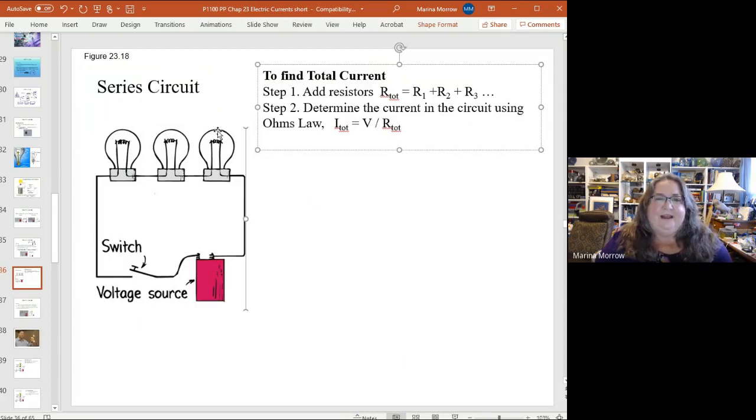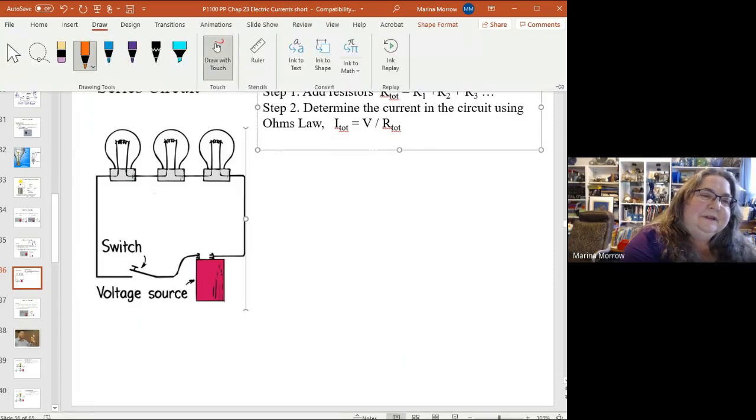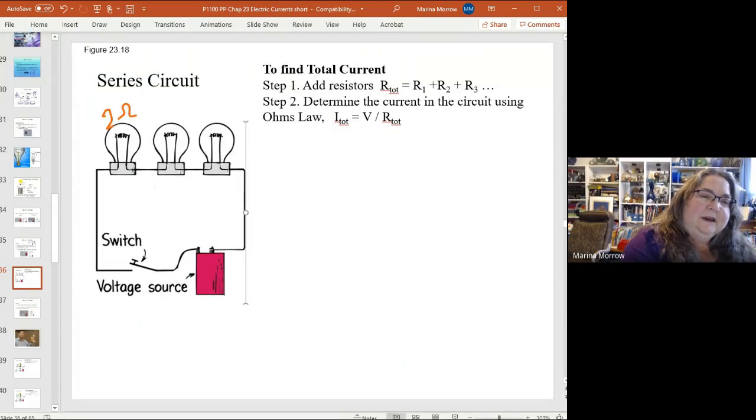Okay, so let's say we've got these light bulbs here, and let's say this is a 2 ohm and another 2 ohm, and we'll make this one 8 ohms.